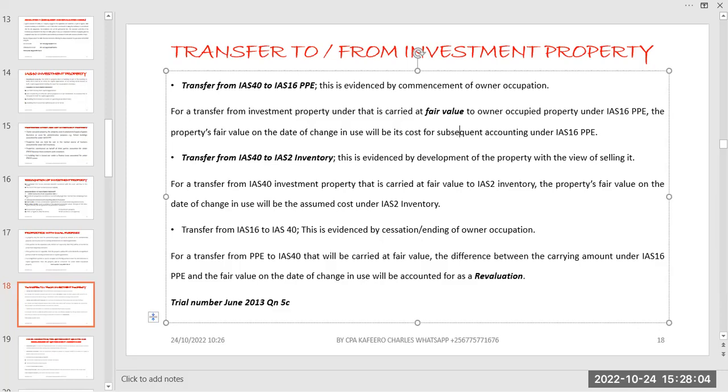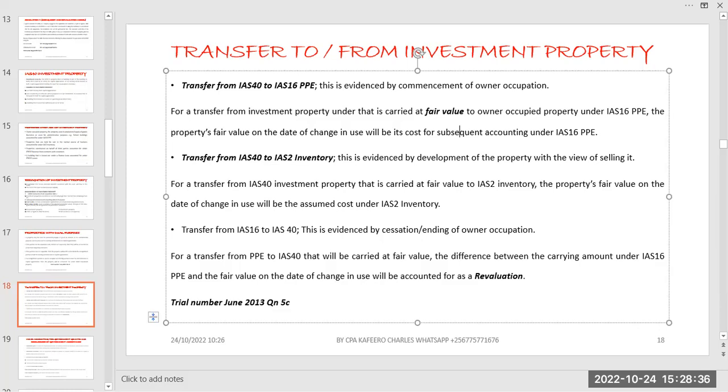How will I account for that transfer? I will transfer that asset. Instead of putting it in non-current assets, I will put it in current assets under the name of inventory or stock, probably closing stock, because it's the one that goes in the balance sheet. And we are saying that the property's fair value on the date of change in use will be assumed.